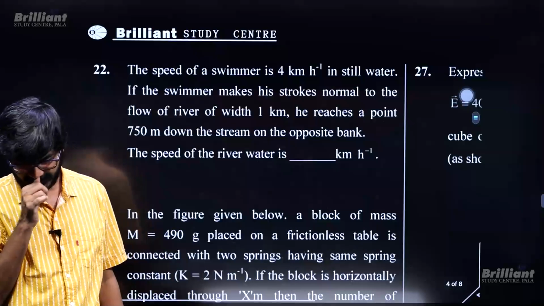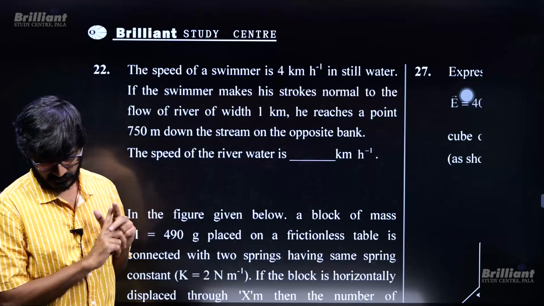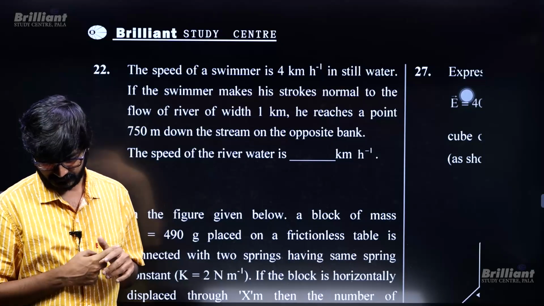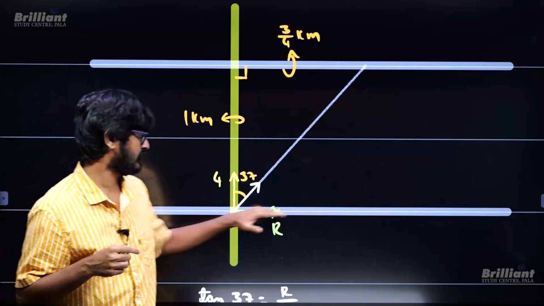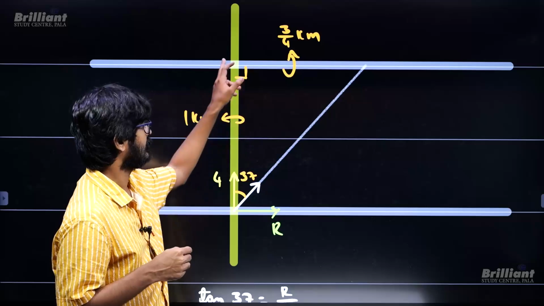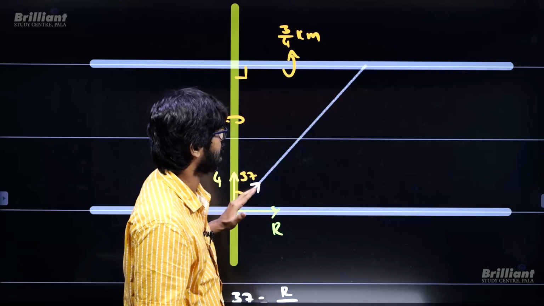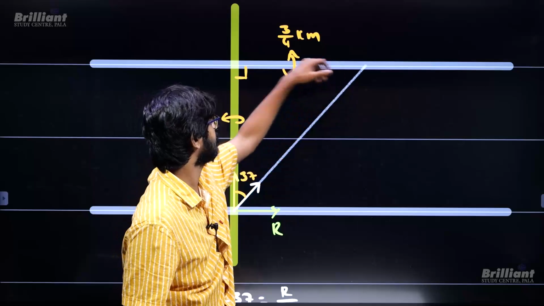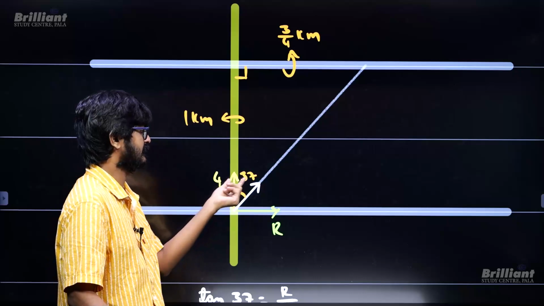The speed of swimmer in still water is 4. If the swimmer makes his strokes normal to the river flow, he reaches a point 750 meters downstream. The speed of the river water is? So, river is flowing this way, he is going this way with speed 4 and this is 1 kilometer given, and the river is pushing him this way. So he is ending up here where this distance is 750 meters, which is 3 by 4 kilometer. Now, from here you can see tan theta equals 3 by 4 by 1, which is 3 by 4, this angle is 37.